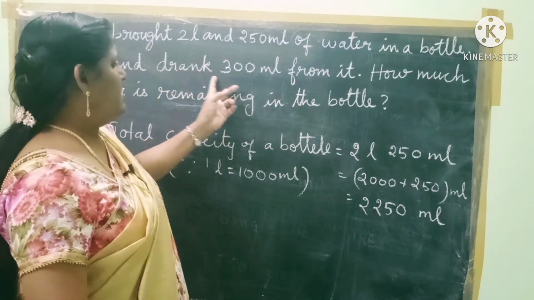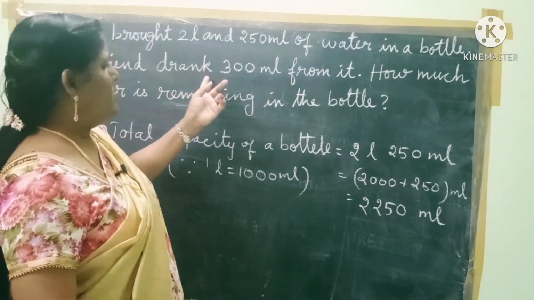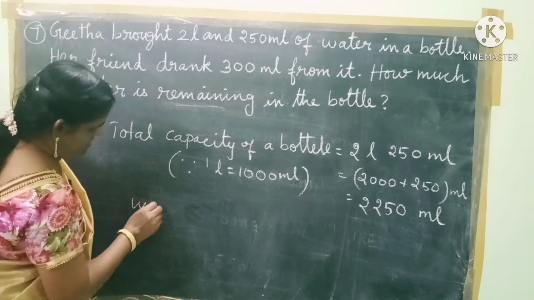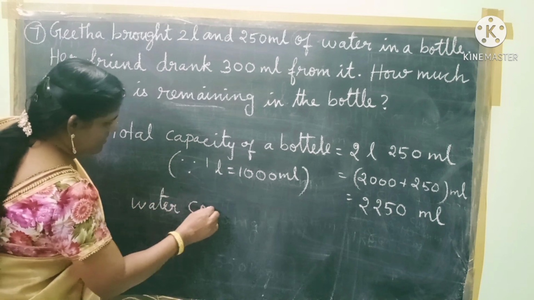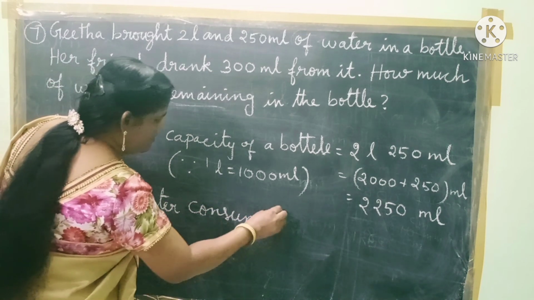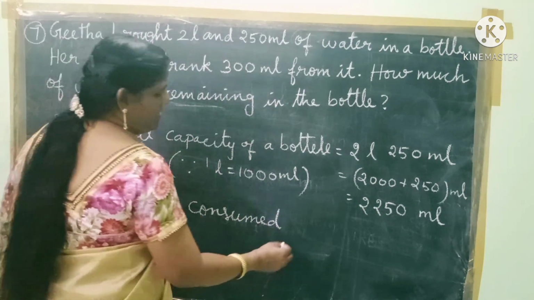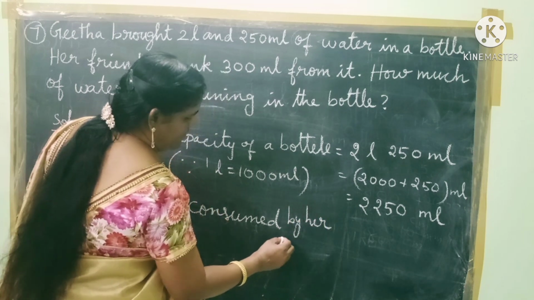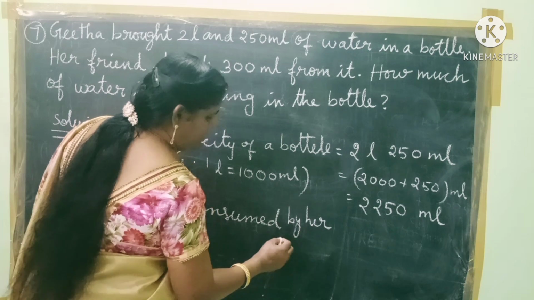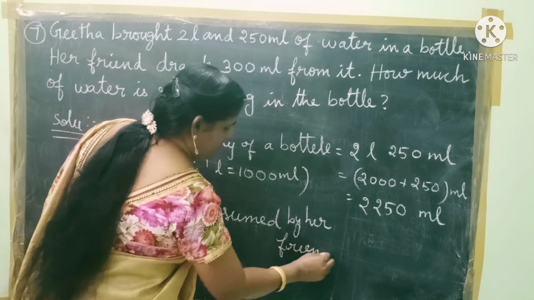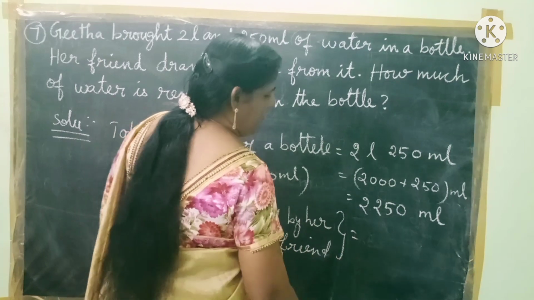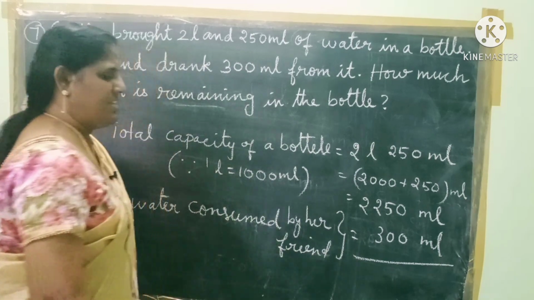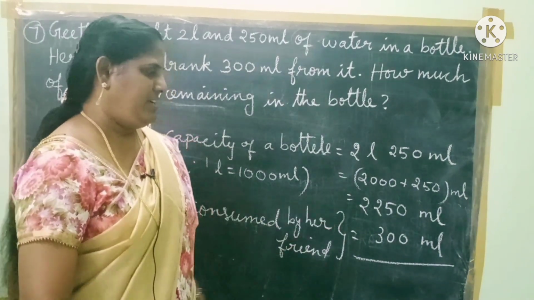How much did your friend drink? 300 ml. So water consumed means drunk, consumed by her friend. No need to write consumed by her friend. Friend equal to 300 ml. So what was the remaining?